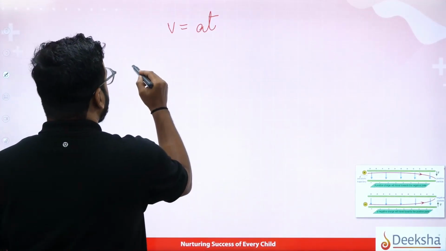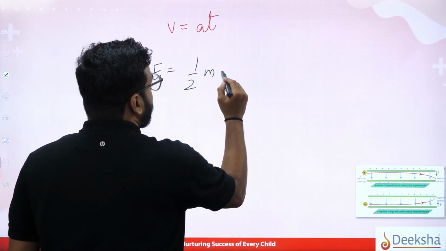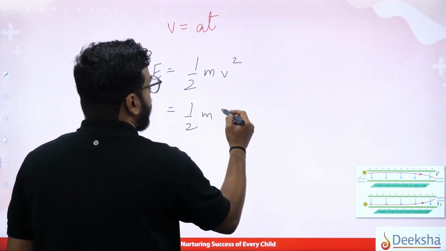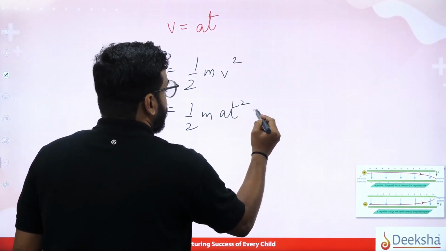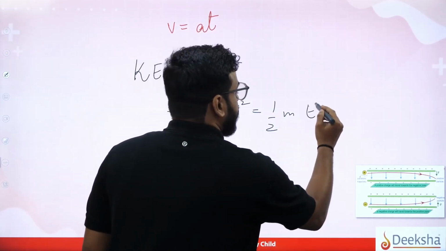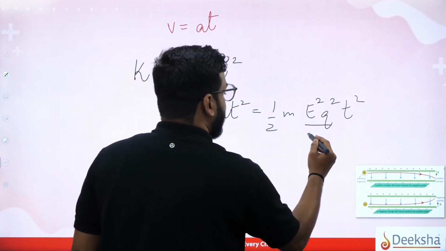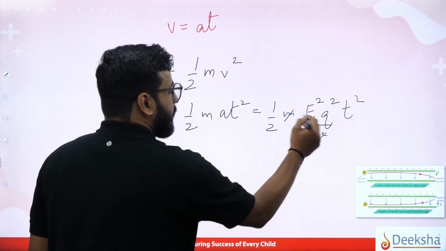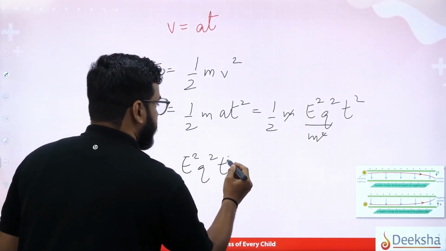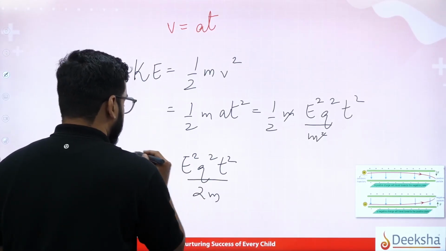You can simply put directly the kinetic energy formula, that is half m v square, which is half m a square t square. So what was the acceleration we found out? It is e square q square, then there is one t square, divided by m square. So m cancels, one m comes below. Finally the answer is e square q square t square by 2m. This is the kinetic energy.